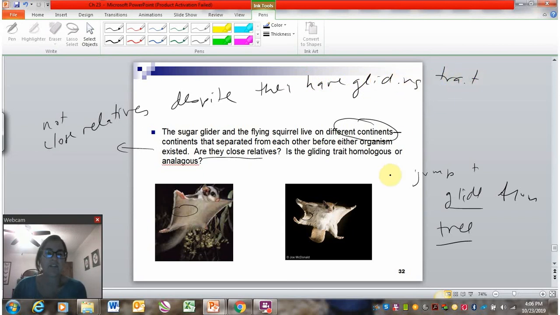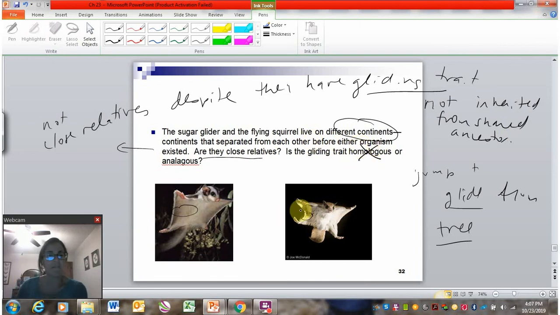So that means that the gliding trait did not come from their ancestor. They must have gotten it due to a selective pressure, right? So the gliding trait is not inherited from a shared ancestor. If it's not inherited from a shared ancestor, then it is not homologous, because the definition of homology is similarity due to shared ancestry, okay? Instead, it's an analogous trait, which is the result of convergent evolution. So they got this trait individually, independently, through two separate paths of evolution because of a selective pressure, the benefit of being able to move from tree to tree faster.